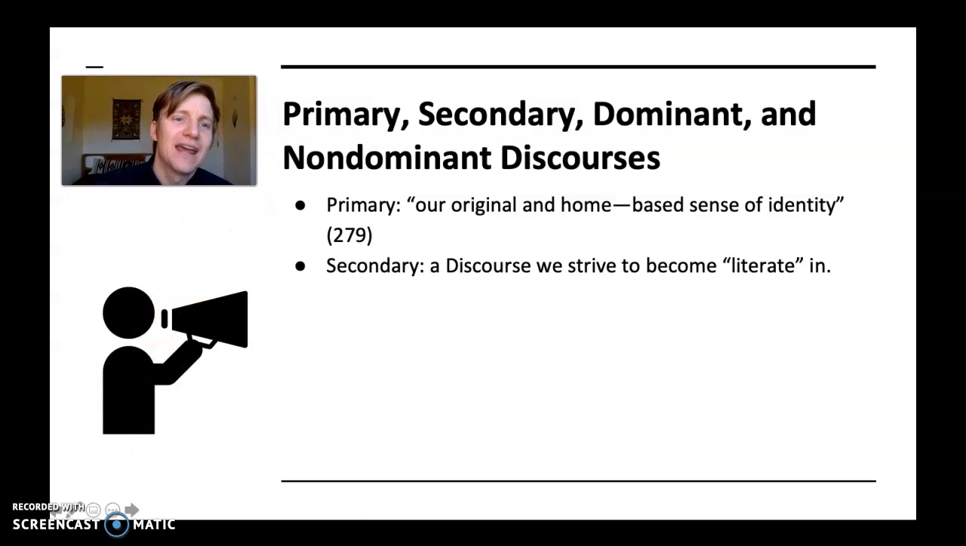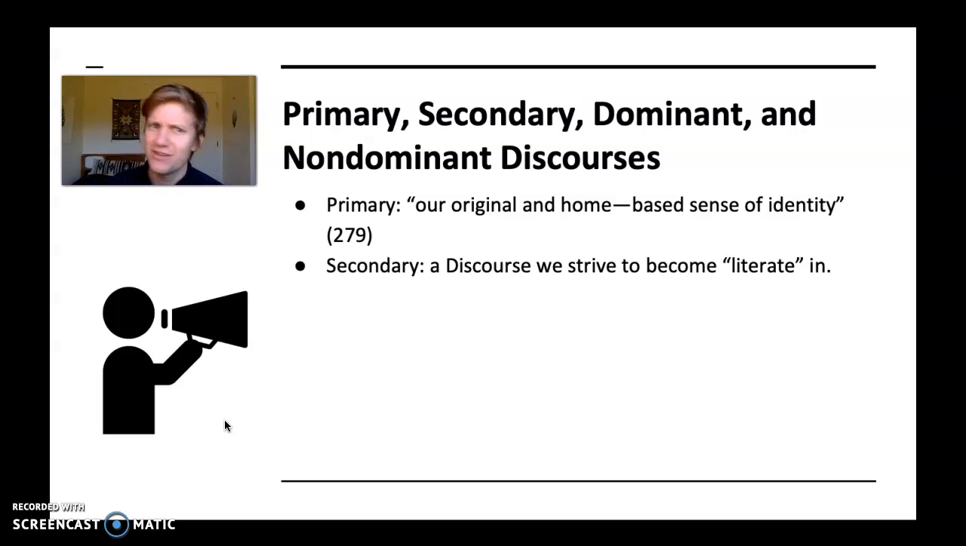And then there are secondary discourses. This is a discourse which we strive to become literate or fluent in. I really hope that John's reading made clear to us that we are all trying to acquire a discourse with a capital D, and that necessarily entails trying to become members, trying to become accepted, trying to change our identity so that it is similar to the identity of academics.